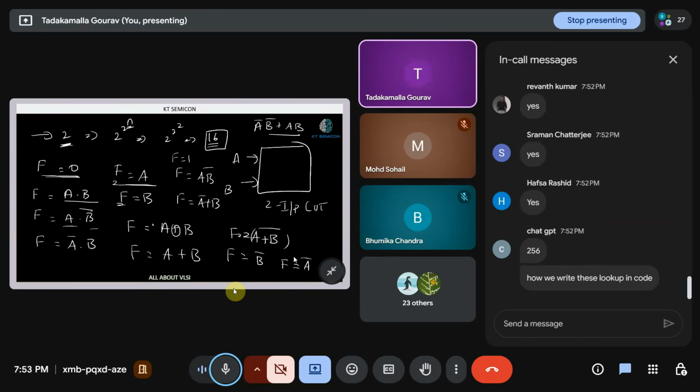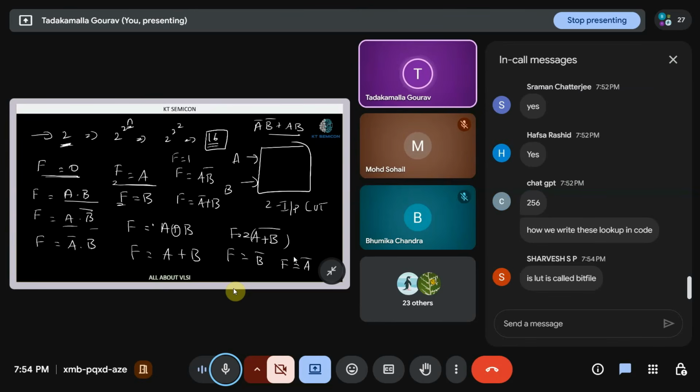You are not going to write anything about lookup tables in your code. You are just going to write your Verilog code only. The tool is going to take care of how to choose a LUT, and how the data is being stored inside your LUT. You are not going to worry about that particular thing. Your duty is, no, that is not a bit file. Bit file is different. Bit file we will discuss in future.